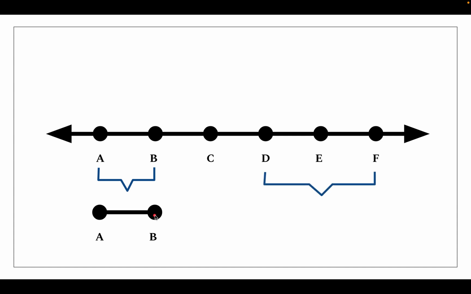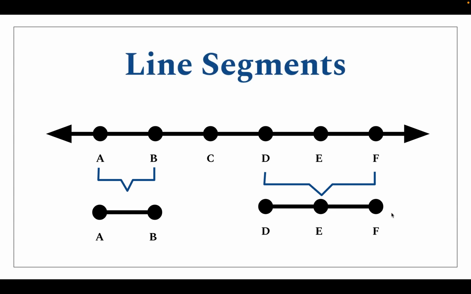Let's look at D, E, F. These points, D, E, and F, are on this line, and it does have a beginning and an end. Since they do not continue to go on, and there's a beginning and an end, it is known as a line segment.